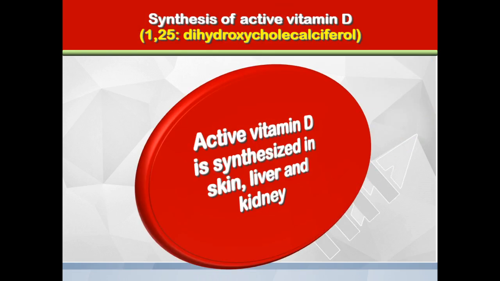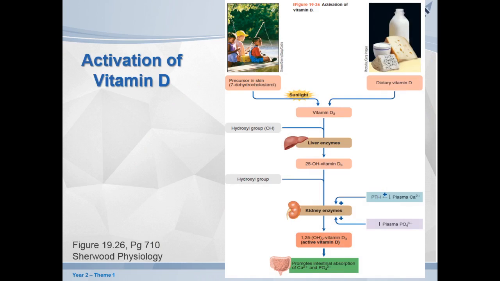So active vitamin D is synthesized in skin, liver, and kidney. So this is the picture. It is showing you that if the skin is exposed directly to the sunlight, then the precursor form of vitamin D in the skin will change into another form, which is vitamin D3. Also the dietary vitamin which is present in milk and dairy products like cheese, etc. is also in the form of vitamin D3. So it goes to the liver and gets converted into another form, and then it goes to the kidneys where it gets converted into the final active form, which is 1,25-dihydroxy vitamin D. So parathyroid hormone will stimulate this step.